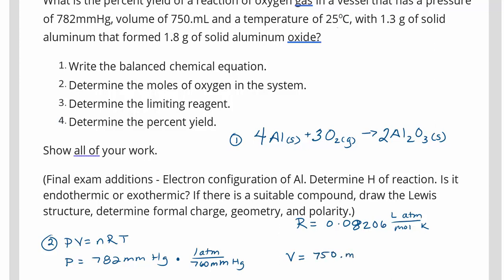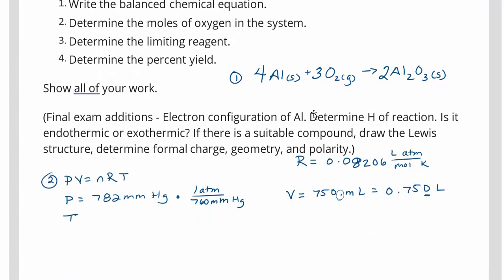So you have to convert that into liters. That was module 1, 0.750 liters. This 0 is significant, and I know it's significant because this decimal place is here to tell me so. PV, let's see, N is what we're looking for. R is the constant, and T, the temperature, 25 degrees Celsius.